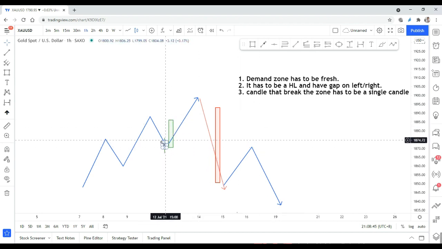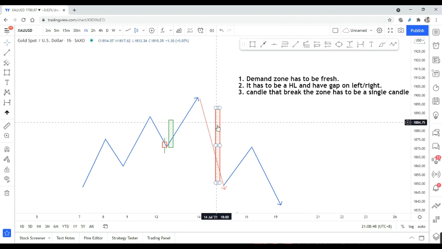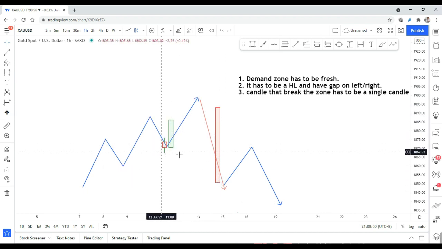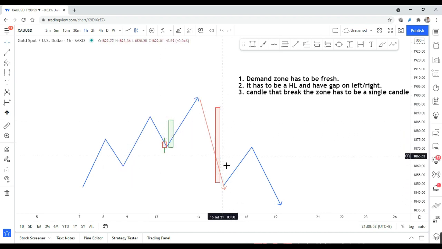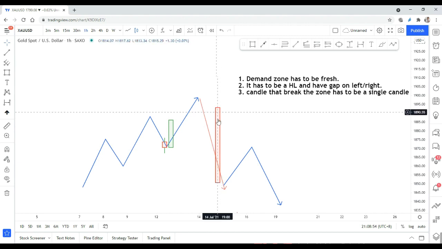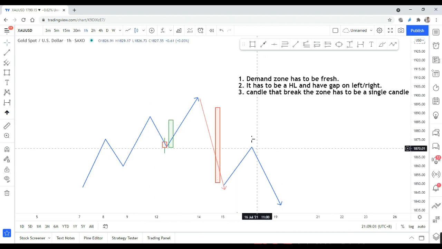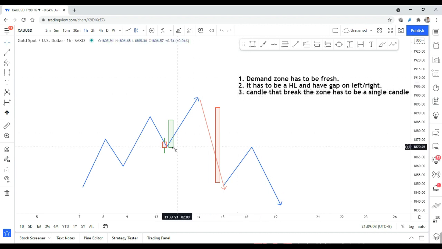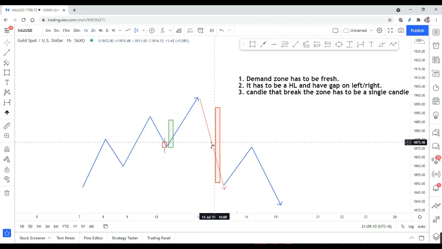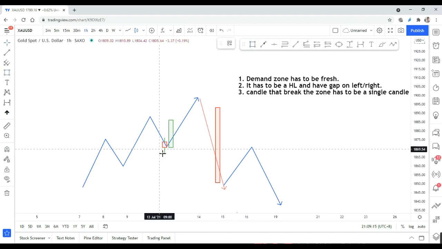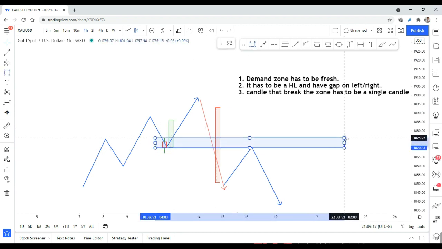This is the zone we are talking about. The candle that breaks this zone over here has to be a single, very, very big, strong candle, all the way down. Then this is for all this. If you have the first criteria, second criteria, third criteria, everything fulfilled, then this is a potential setup, and then you can aim for your sell at this area.